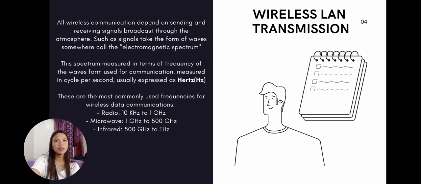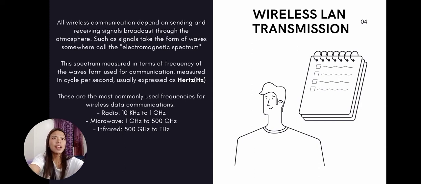The middle part of the electromagnetic spectrum is commonly divided into several named frequency ranges or bands. These are the most commonly used frequencies for wireless data communication. One would be the radio. It has 10 kilohertz to 1 gigahertz. Next is the microwave. It has 1 gigahertz to 500 gigahertz. And the last one is the infrared. It has 500 gigahertz to terahertz.